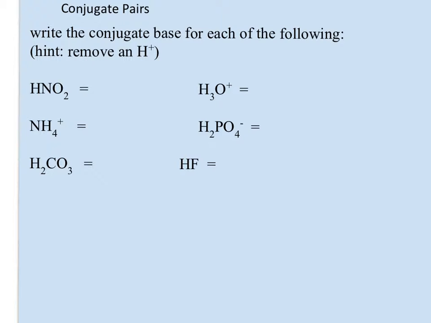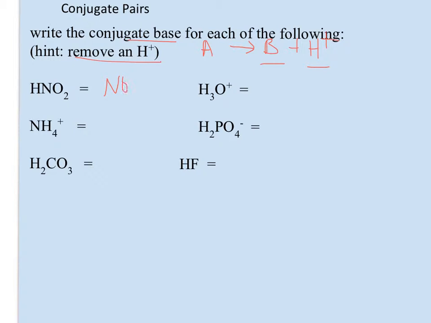So here's that practice for the conjugate acid-base pairs. This one says write the conjugate base for each of the following. So that means I want to go from an acid to a base. And remember, the acid loses an H plus to leave behind a base. So that means I should remove an H plus, because these are currently acids and they're going to give up an H plus to form a conjugate base.